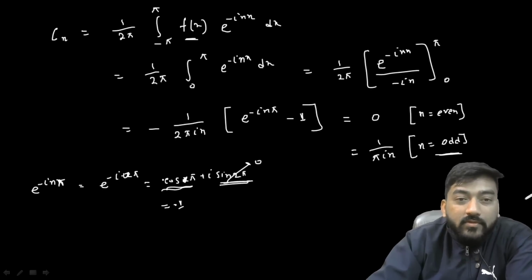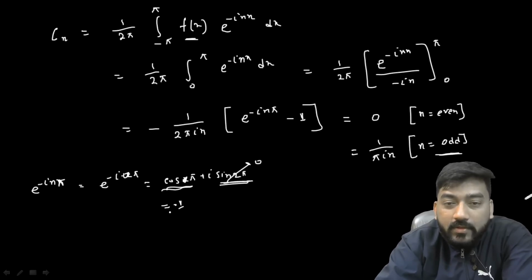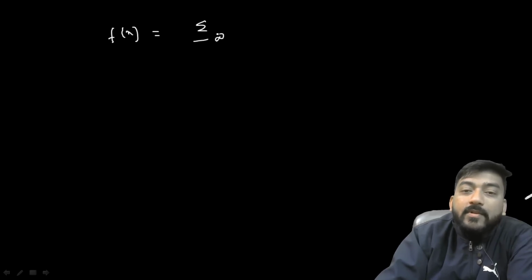Okay, but you don't need to do this. Okay. So let me write this series now. By using c0 and cn, we can. So what we have, we had f of x is equal to the sum from minus infinity to plus infinity of cn e to the power i n x.